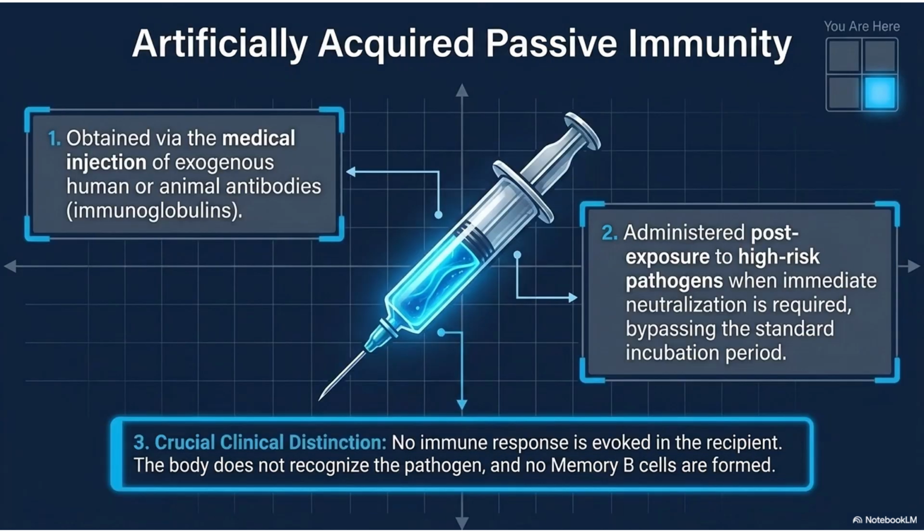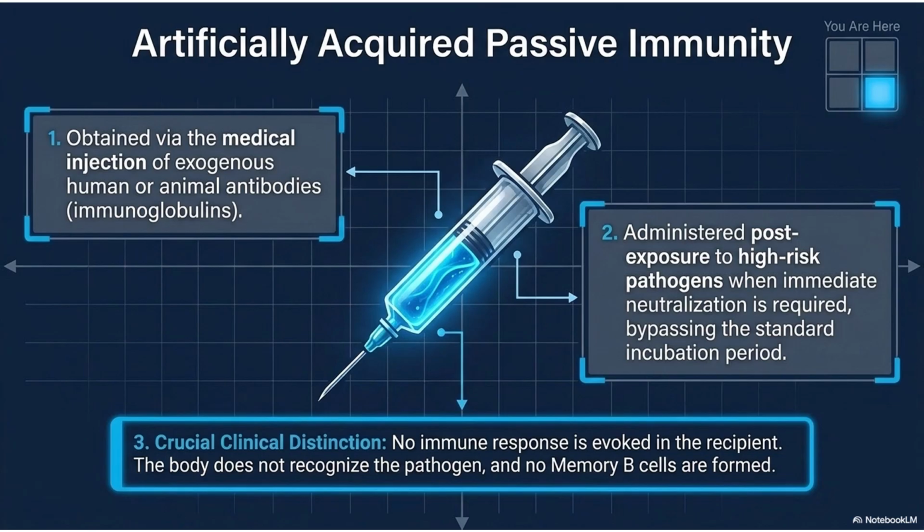We now arrive at the final quadrant of our matrix, artificially acquired passive immunity. This is the medical mirror image of maternal transfer. Instead of a mother providing antibodies through biology, a clinician provides them through a needle. As the slide describes, this immunity is obtained via the direct medical injection of exogenous antibodies, human or animal immunoglobulins, that were harvested from an immune donor and concentrated into a product. Exogenous just simply means they come from outside the patient's own body.